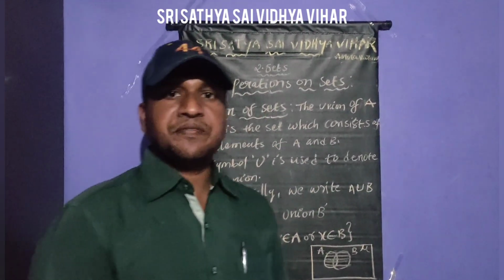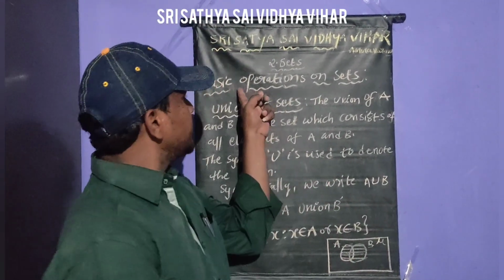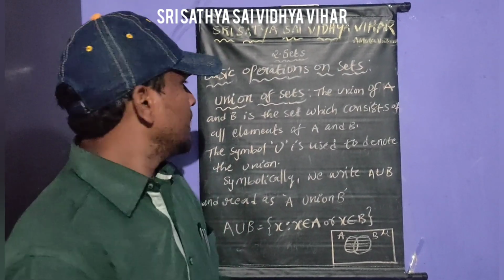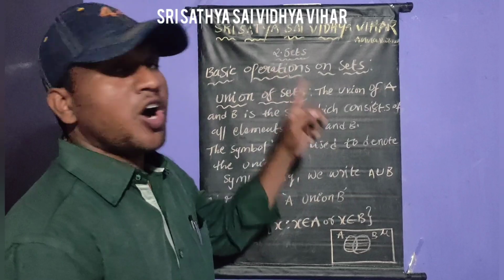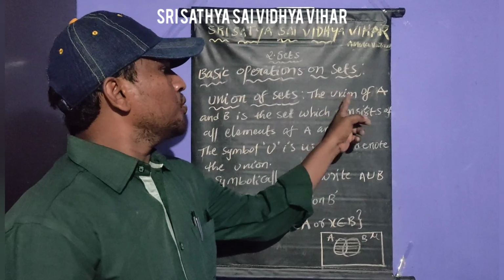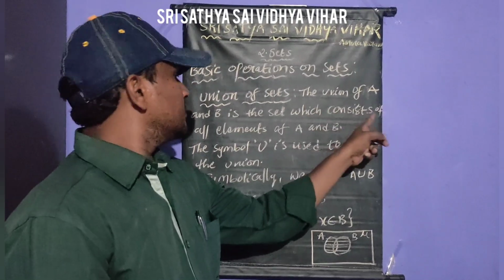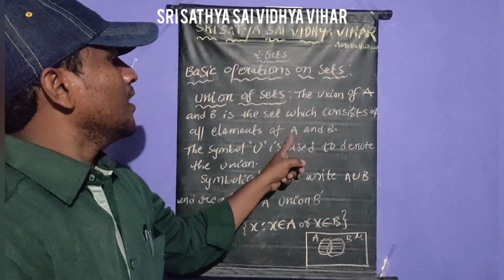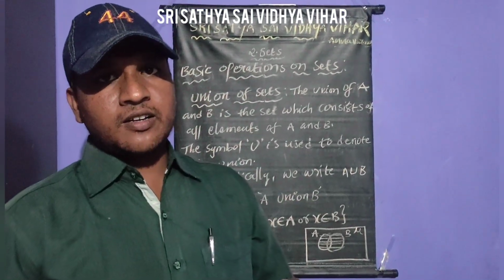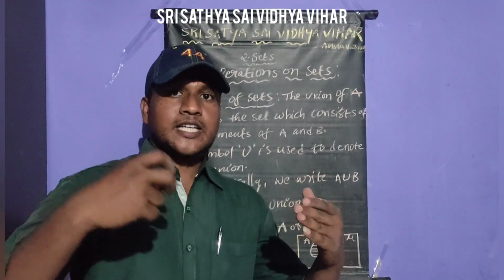Okay, the next concept is very, very important in sets: basic operations on sets. The first one is the union of sets. What is the union of sets? The union of sets A and B is the set which consists of all elements of A and B. We write the set A elements and the set B elements.